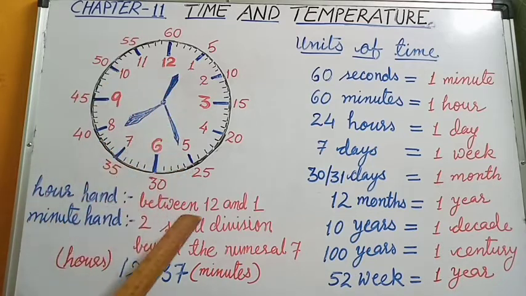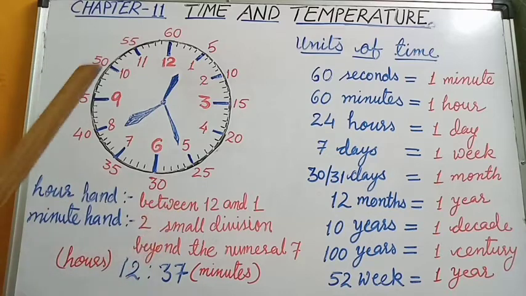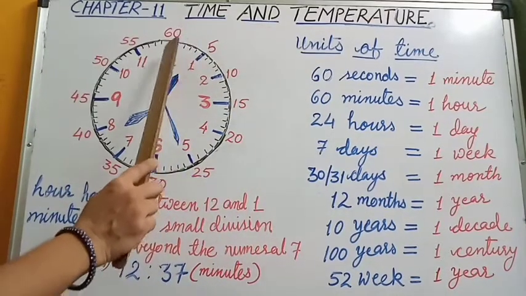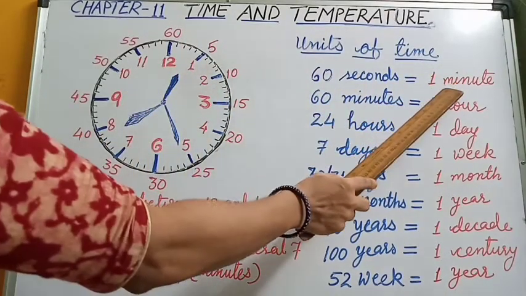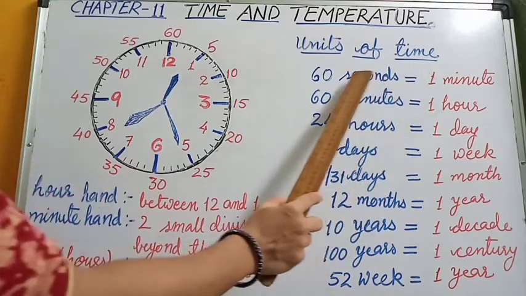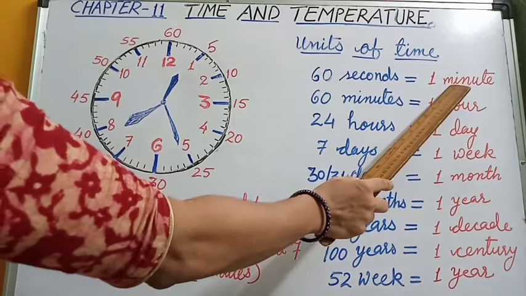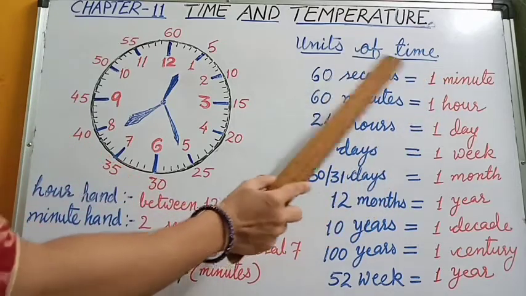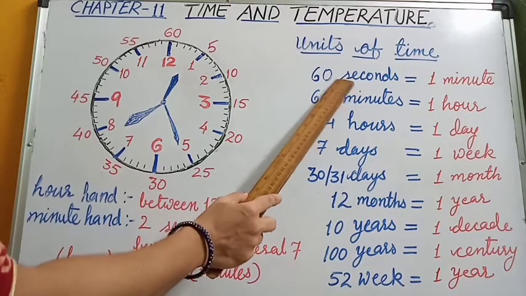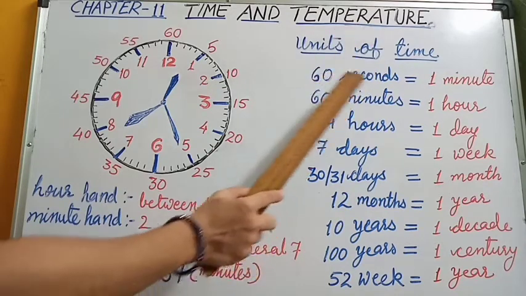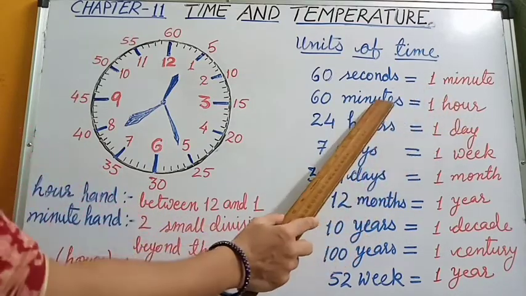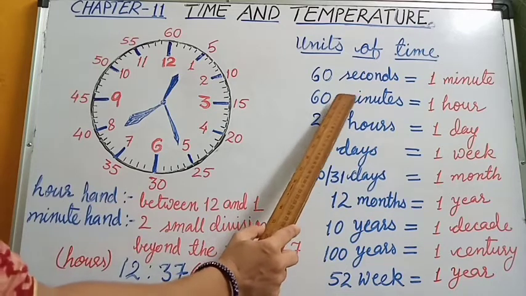So how to read the time, we have learned now. Now here are some units of time. 60 seconds make 1 minute. Minute is the higher unit, second is the smaller unit. So whenever we have to convert minutes into seconds, we have to multiply the given number by 60. And 60 minutes make 1 hour. Whenever we have to convert hours into minutes, we have to multiply by 60.